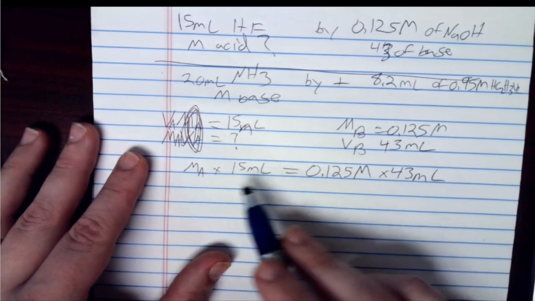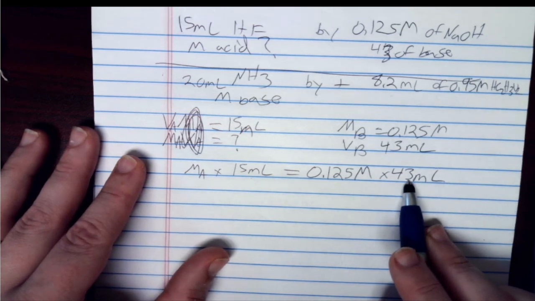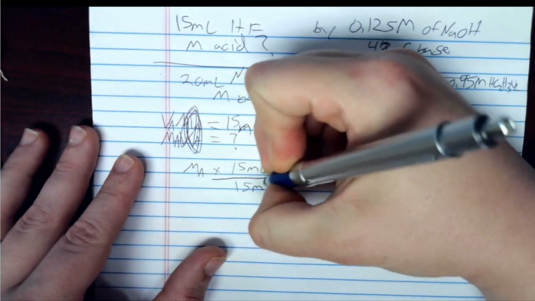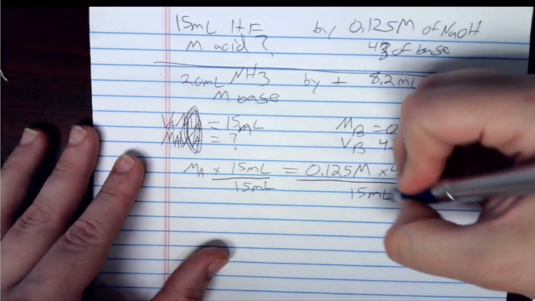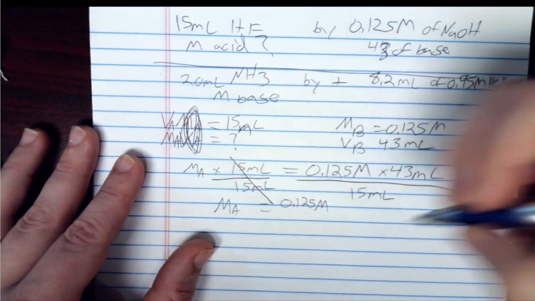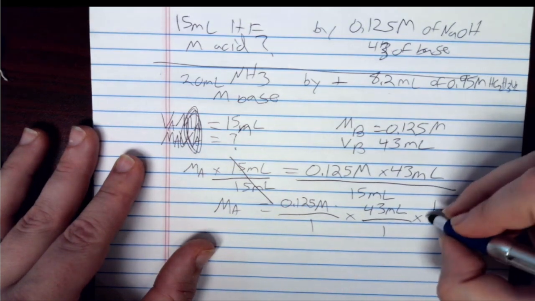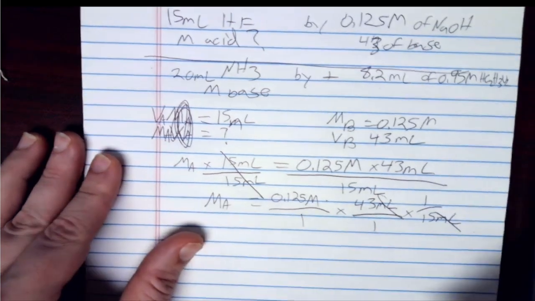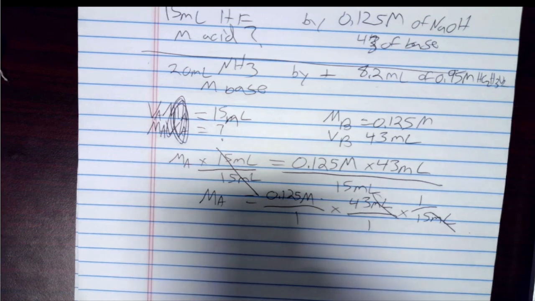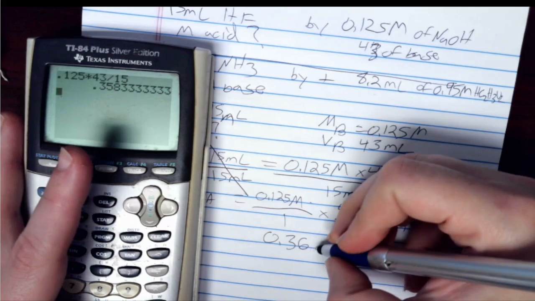Is this going to be a problem that these are in milliliters? No, because if I change that by a factor of 1,000 and I change that by a factor of 1,000, they've both gone 1,000 in the same direction, so they would cancel each other out. So I'm dividing both sides by 15 to get that to the other side. MA equals 0.125 M over 1 times 43 mL over 1 times 1 over 15 mL. mL and mL cancel out. The math is simply 0.125 times 43 divided by 15. So my concentration is something like 0.36 M.